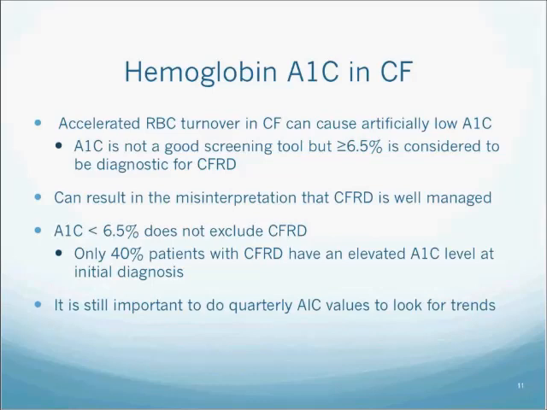One thing to keep in mind about the hemoglobin A1C and CF: CF patients have an accelerated red blood cell turnover, and it can cause an artificially low A1C. For this reason, it's not a good screening tool, but again, as I mentioned before, it can be considered diagnostic if their levels are equal to or greater than 6.5%.